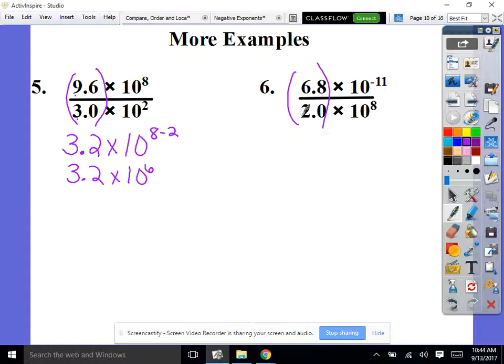6.8 divided by 2. 2 goes into 6 3 times. 2 goes into 8 4 times. Times 10 to the negative 11 minus 8. And that would give us 3.4 times 10 to the negative 19. And that's definitely one I want to write in scientific notation instead of standard notation.